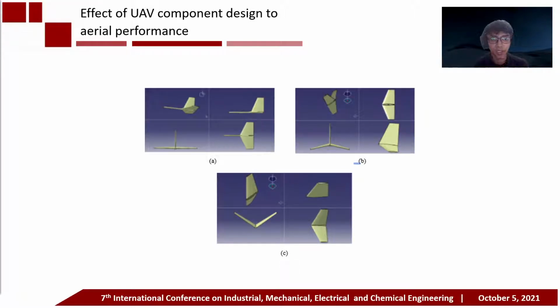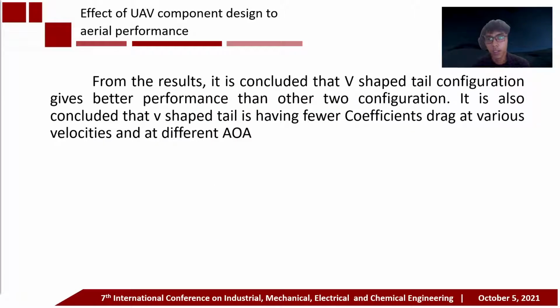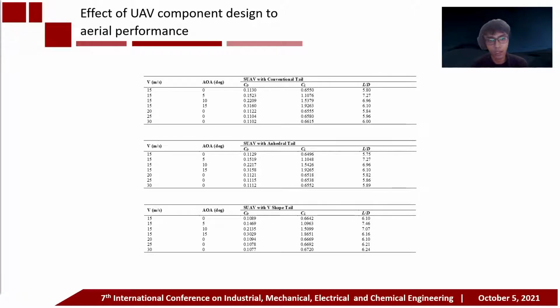As in the research conducted by Regis, with the research title design of optimization of SUAV empennage, the performance of 3 tail configurations, namely conventional, anhedral, and V-shape, was compared using analysis in ANSYS Fluent software. From the result, it is concluded that the V-shape tail configuration gives better performance than the other 2 configurations. It is also concluded that the V-shape tail has a favorable drag coefficient at various velocities and at different angles of attack. We can see here in the table.